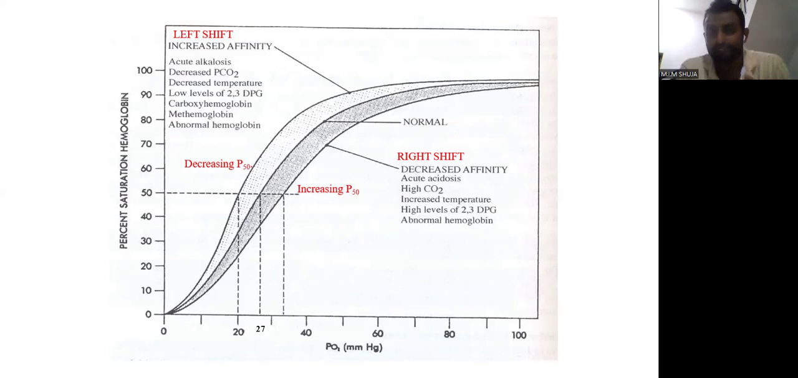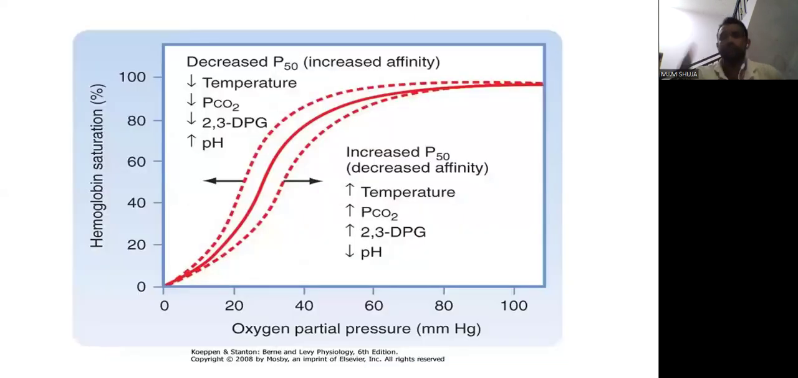Now you see, do you need to memorize the factors which cause the right shift of the oxygen dissociation curve? No, just work it out. Then it will be very easy for you. You don't need to memorize for the exam. Okay? So you just go through these. These are a few examples of what are the right shifts and what are the left shifts.